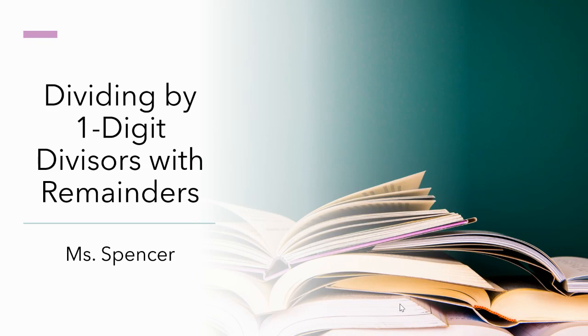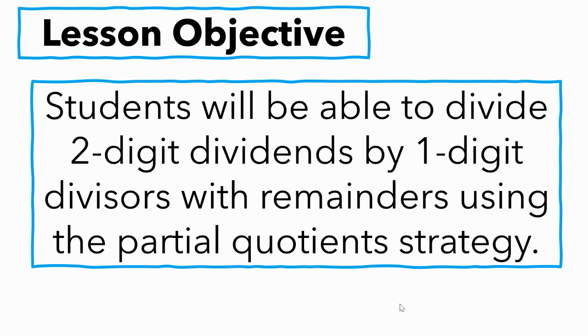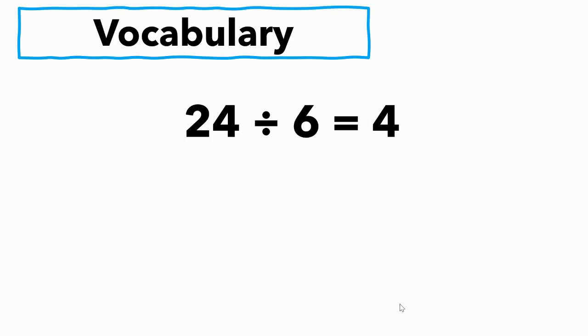Today we'll be dividing by one-digit divisors with remainders. The objective for today is students will be able to divide two-digit dividends by one-digit divisors with remainders using the partial quotient strategy. Let's start by reviewing some vocabulary.